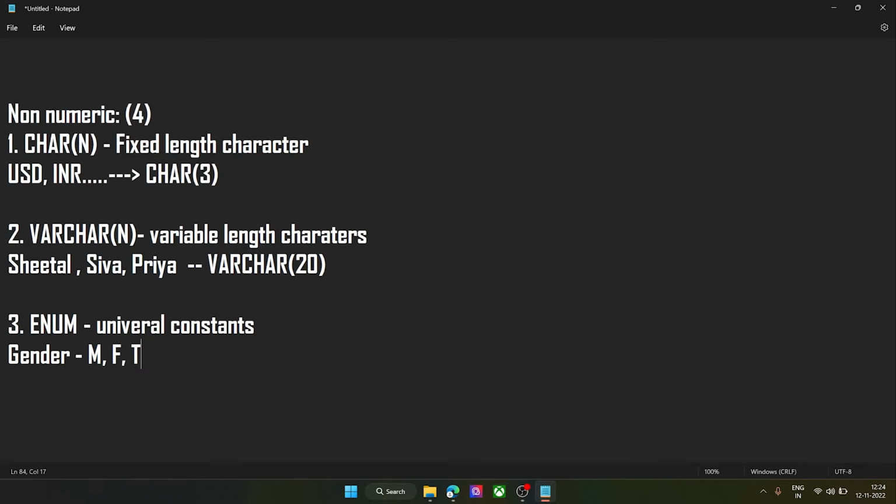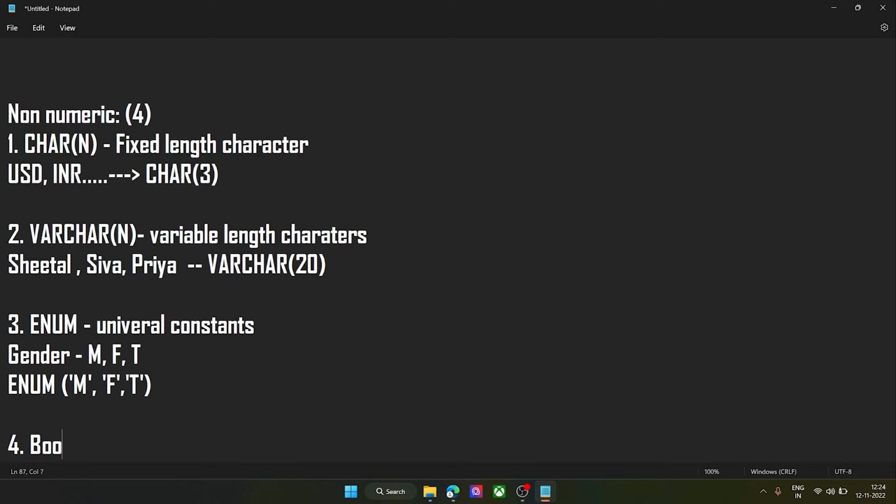So we put it like enum of male, comma, female, comma, transgender, like this. And let's check the fourth type.